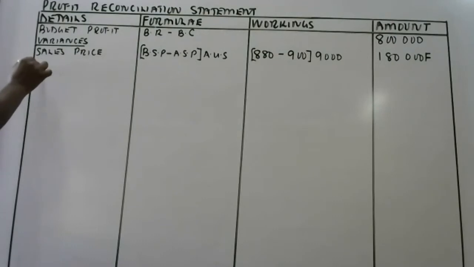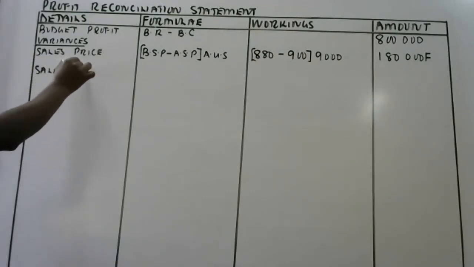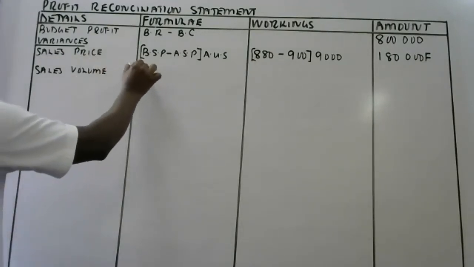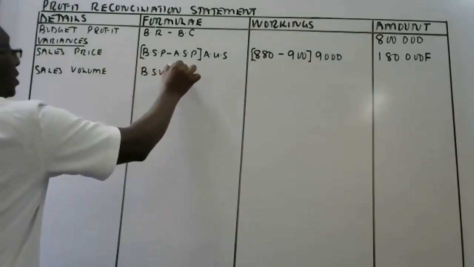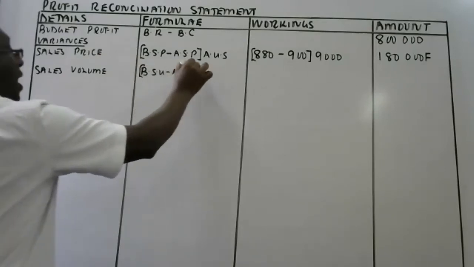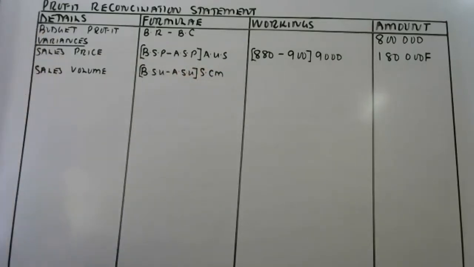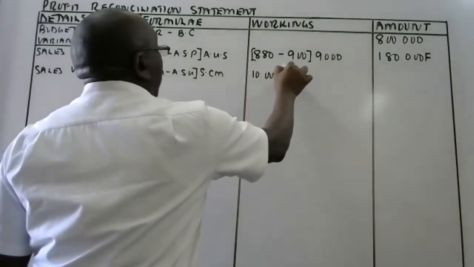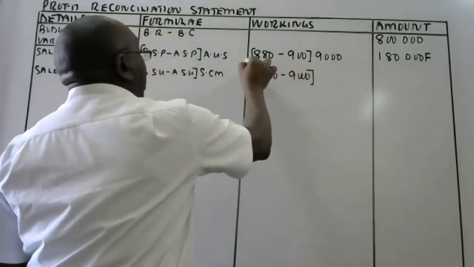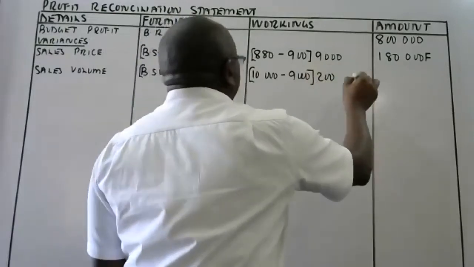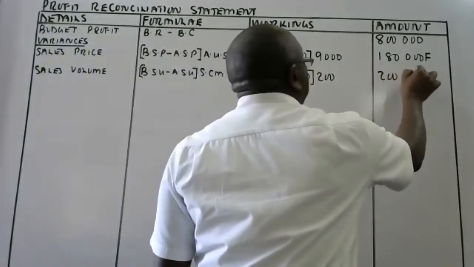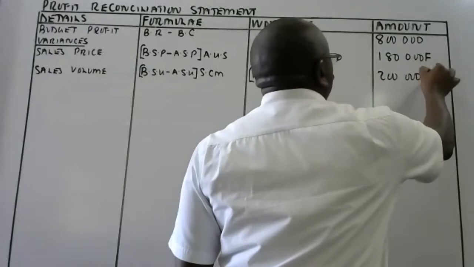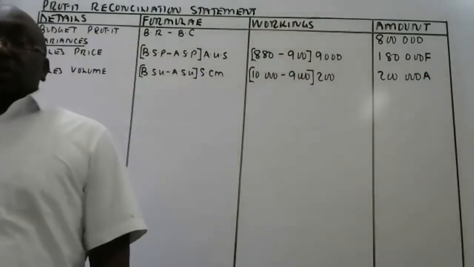Here again, inaitwa sales volume. Sales volume tumesema is given as budget sales units minus actual sales units, you multiply by standard contribution margin. This one already we have computed elsewhere. Tukasema it is 10,000 minus 9,000. Standard contribution was 200. Now therefore the amount is 200,000. Is it favorable or adverse? Adverse, good. Because tumeuza fewer units. The actual ni chache.